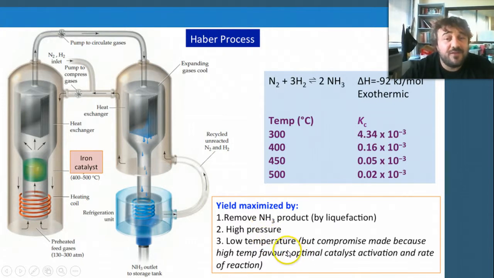Now, 500 degrees is not actually that hot a temperature to run an industrial plant. It's a moderate temperature. It could be hotter. If it was hotter, it would happen much, much faster. But at the same time, you would also lower your yield. So it's a compromise. And that's it.